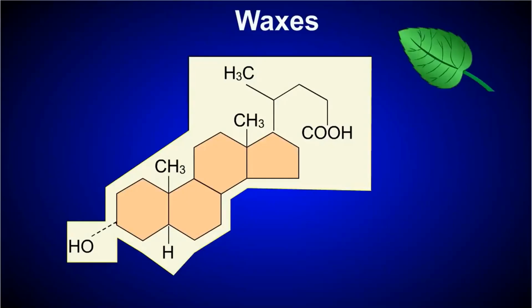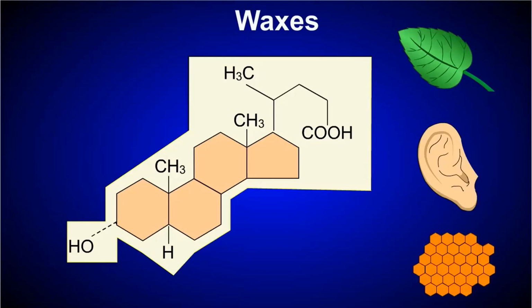They're found in the protective coating on leaves and on outer surfaces of animals. Wax is produced in the ears of some animals to protect the eardrum. In addition, bees construct honeycombs from wax.